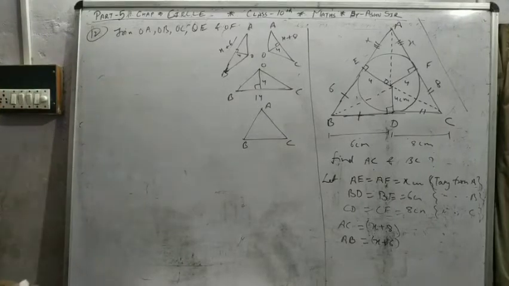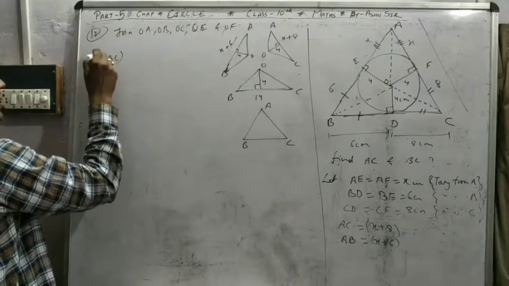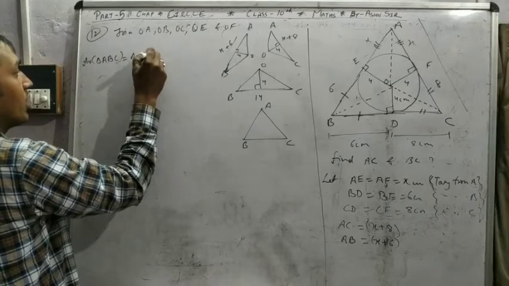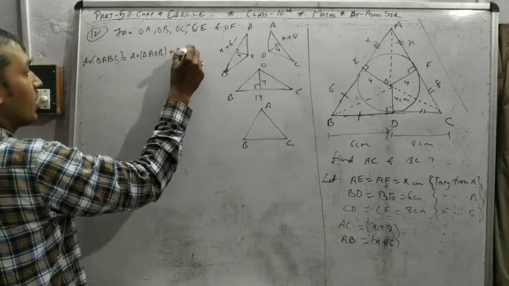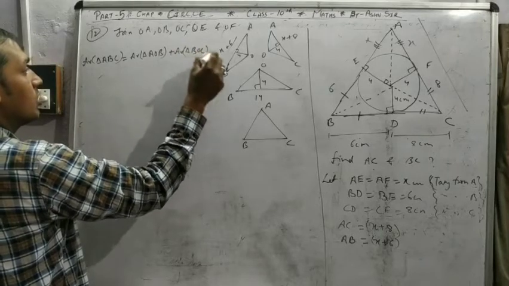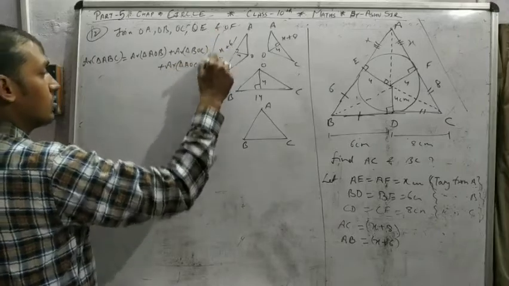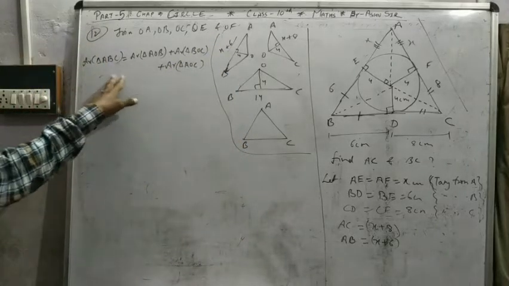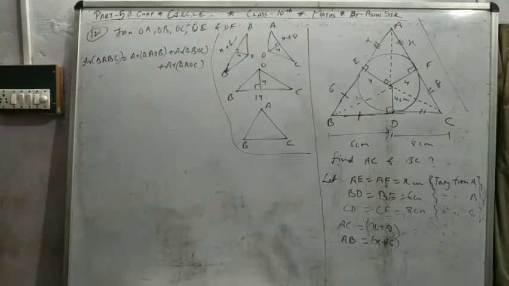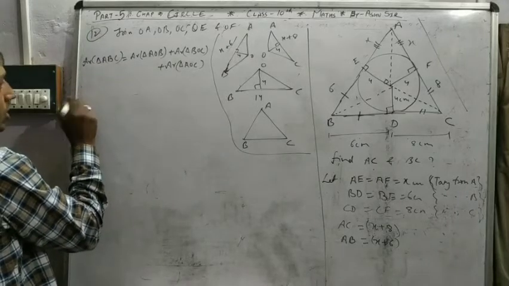Means we can say area of triangle ABC is equal to area of triangle AOB plus area of triangle BOC plus area of triangle AOC. Means the big triangle is the sum of the areas of all three triangles. So we can find the area. Area of triangle ABC, finding by Heron's formula.